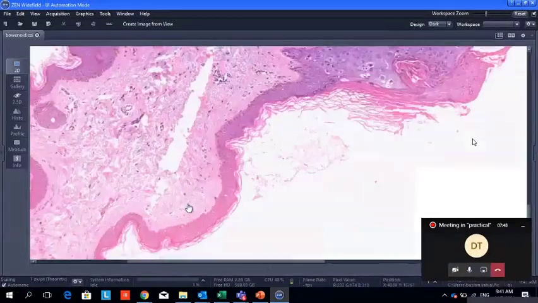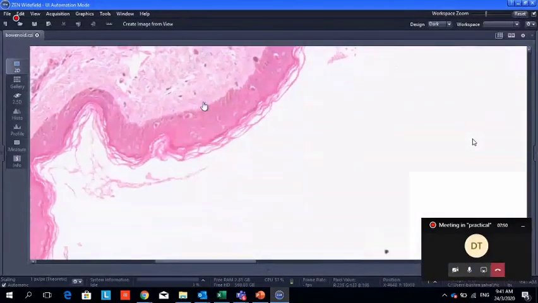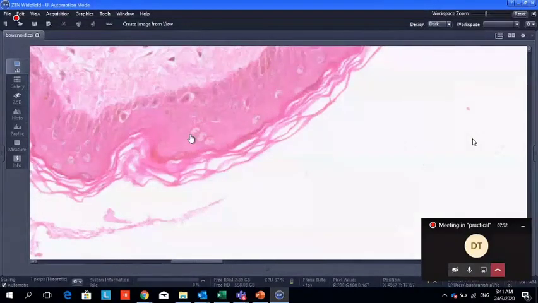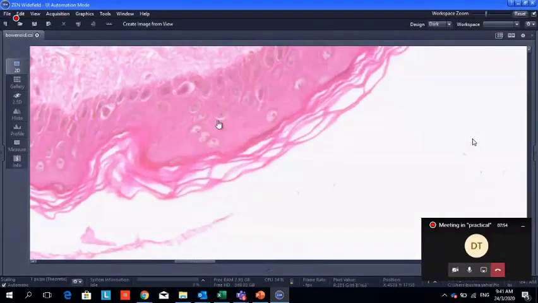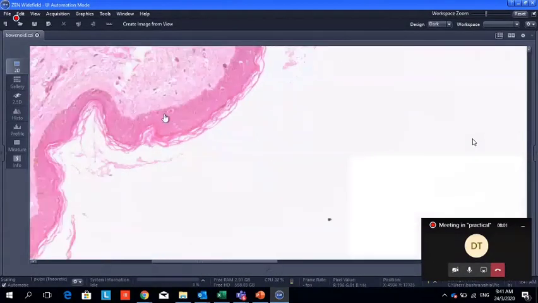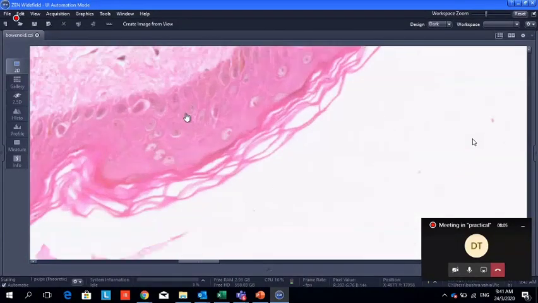I'm going to show you how the normal looks. Look at this one. This is the skin. This is the epidermis, and this is the dermis. Look at here. This one is the basal layer. And this is the intermediate layer. This is the outer layer.